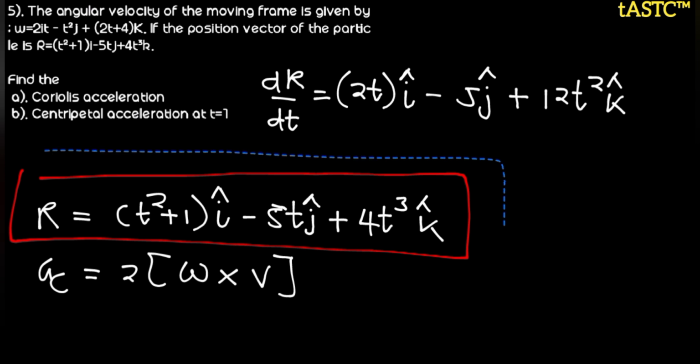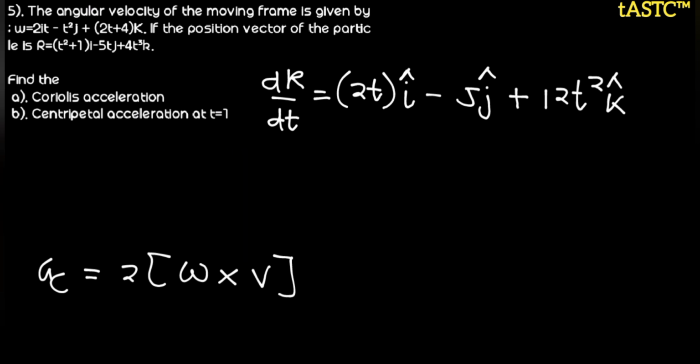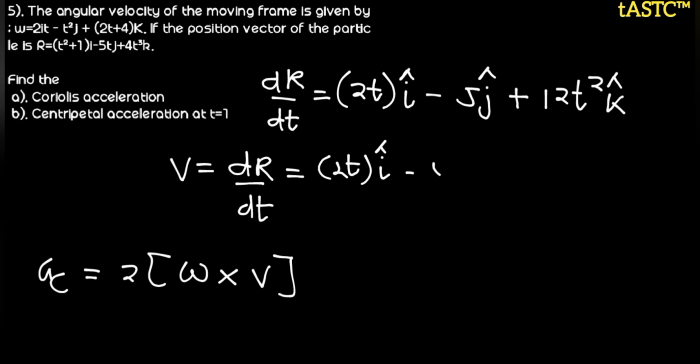Now, in this case, we have actually found out what the vector quantity is. So that is v, because we know that v is equal to this stuff. That is equal to dR/dt, and that is equal to 2t i, and we have minus 5j, and we have plus 12t squared k. So that is what we got.